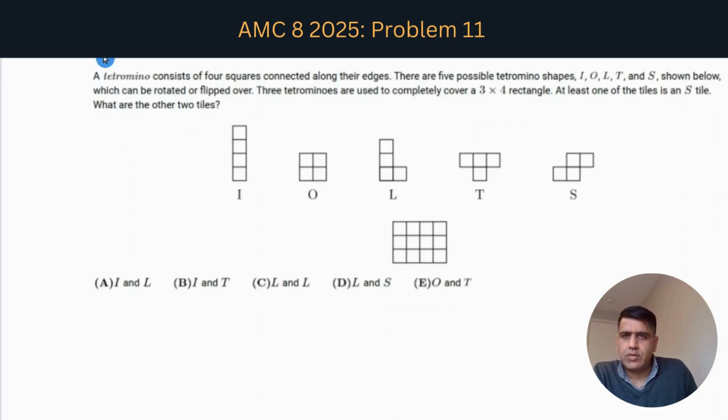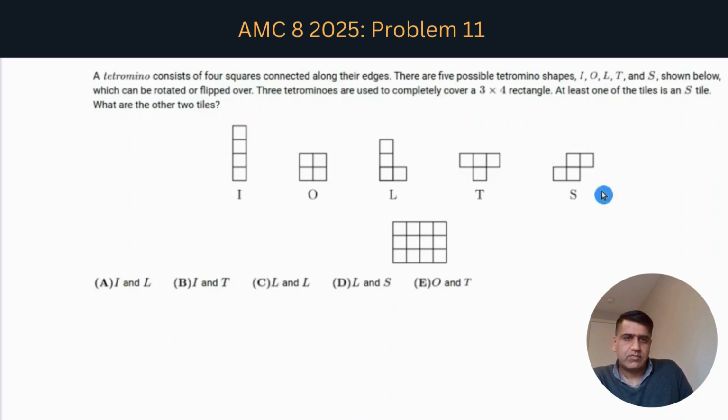Now let's look at problem 11, in which a tetromino is given that consists of 4 squares connected along their edges. There are 5 possible tetromino shapes which are given here, and which can be rotated or flipped over. 3 tetrominoes are used to completely cover a 3 by 4 rectangle, and at least one of the tiles is an S tile. What are the other two tiles that we have to answer?